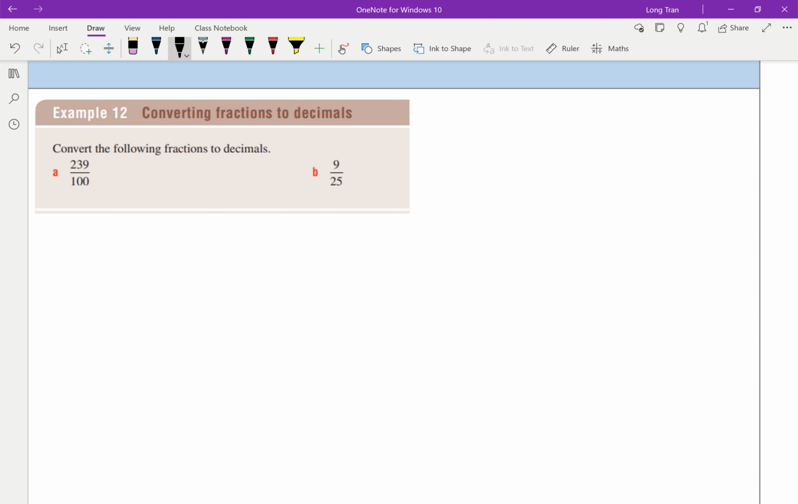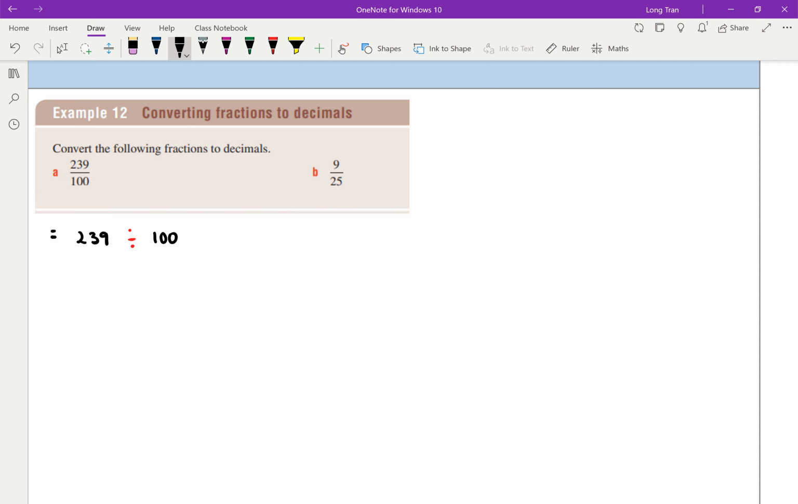What you have here is you're saying, I've got 239 in part A, and I'm dividing. That symbol here actually just means divide. So I'm going to be dividing it by 100.